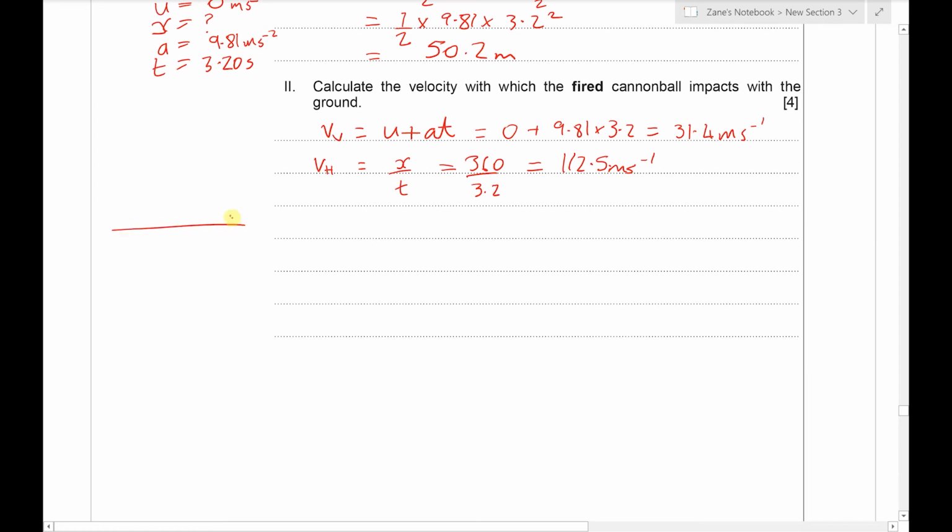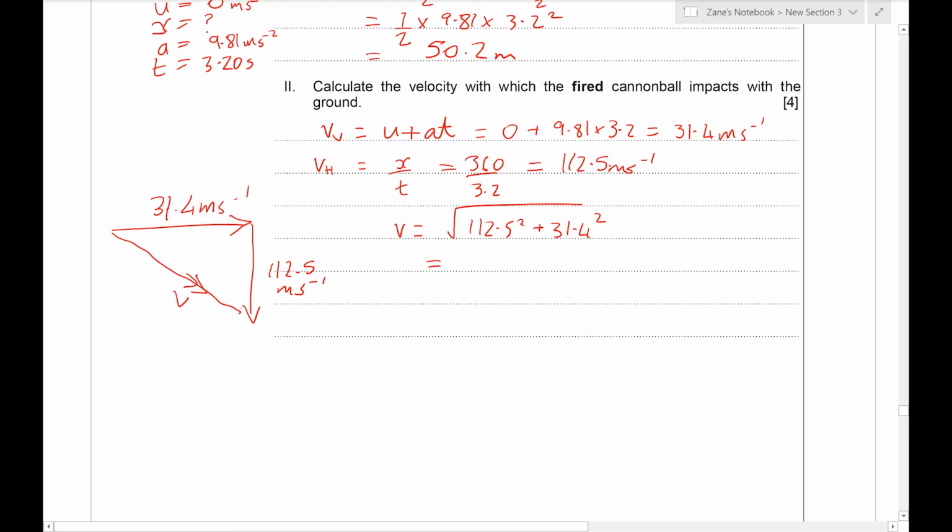Next, we're going to add those two vectors vectorially. So vertically, we got 31.4 meters per second. Horizontally, and the diagram's not to scale, it's just a rough sketch, we got 112.5 meters per second. And the resultant velocity is the diagonal of this diagram. So v, as I've called it, will be the square root of 112.5 squared plus 31.4 squared. And when we put those into the calculator, we get to three significant figures, 117 meters per second.